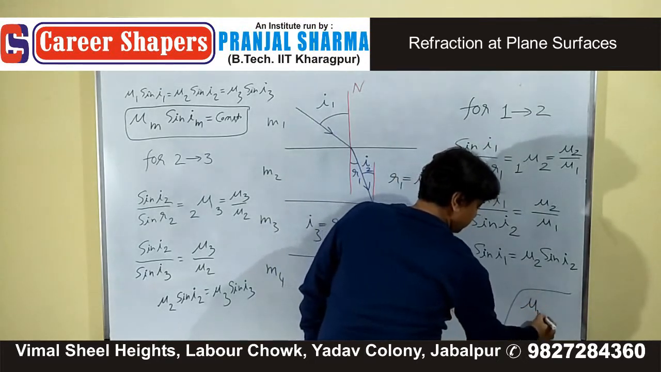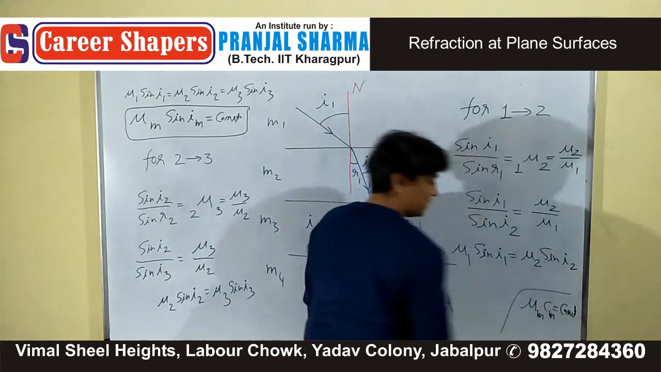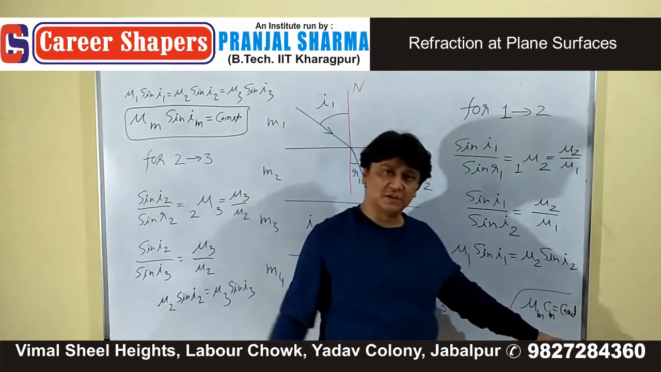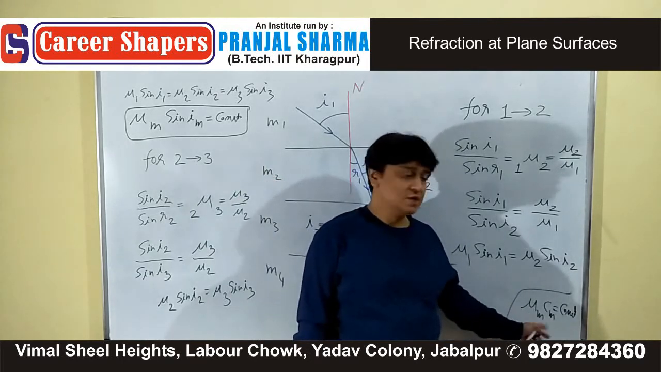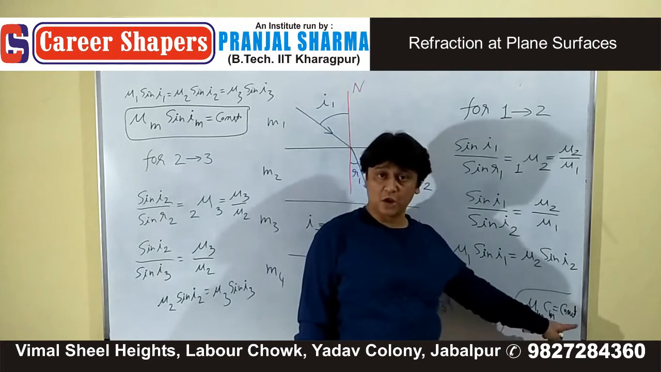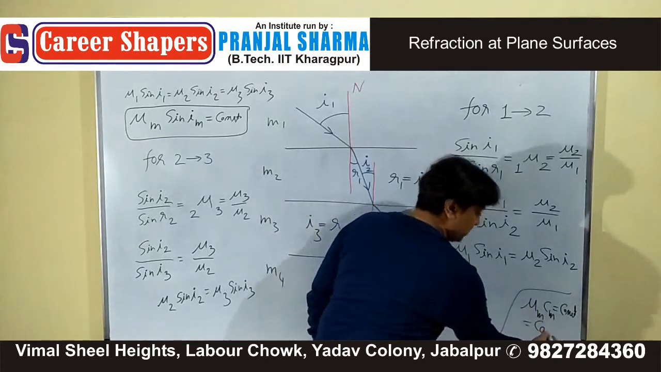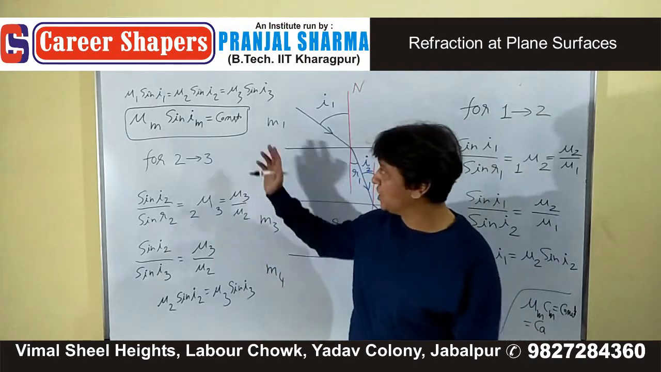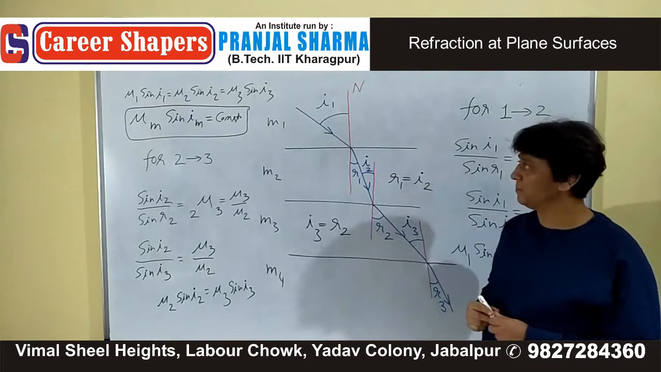A little while ago we got this relation: mu of a medium upon c of a medium, which was constant. It has nothing to do with this type of condition. Refractive index of a medium times speed of light in that medium is always a constant. Why? Because this constant is nothing but speed of light in air. But this condition requires that all surfaces must be parallel.